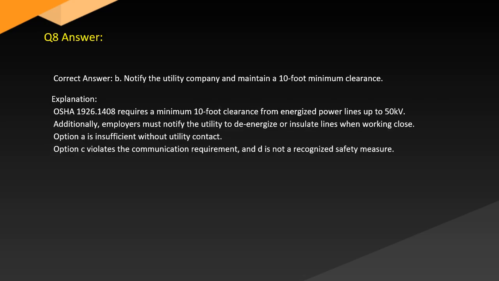Answer. Correct answer. B. Notify the utility company and maintain a 10-foot minimum clearance. Explanation. OSHA 1926.1408 requires a minimum 10-foot clearance from energized power lines up to 50 kV. Additionally, employers must notify the utility to de-energize or insulate lines when working close. Option A is insufficient without utility contact. Option C violates the communication requirement, and D is not a recognized safety measure.